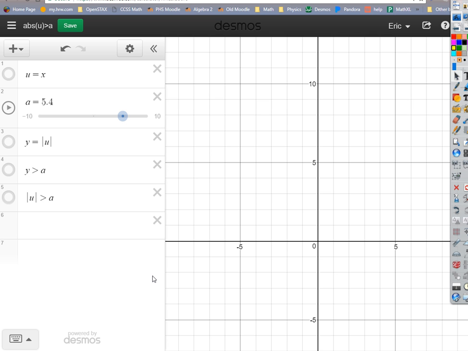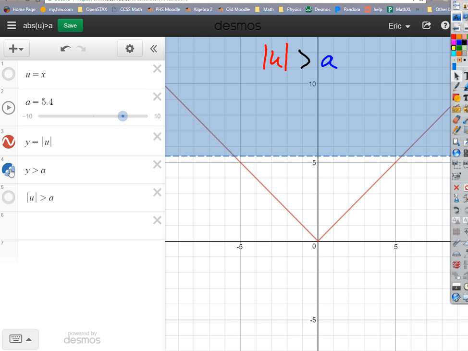Okay, what about this guy? What if we're going to do this time absolute value of u greater than a, so there's our v. What's it going to look like if we graph the region where y is greater than a instead of less than? It's going to be from the line up, so like that. Those are all the y values greater than a.